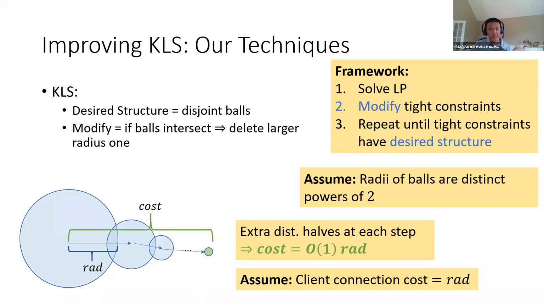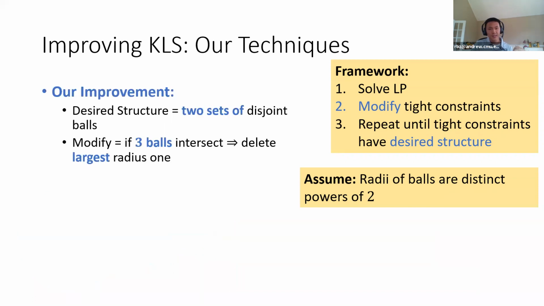How are we going to improve on this? We're going to use the same framework, solve the LP, modify until we have the desired structure, but we're going to change the desired structure and change the modification. So now we're going to generalize the desired structure. Now, instead of allowing one set of disjoint balls, we're going to allow two sets of disjoint balls. Thus, we have to change our modification as well.